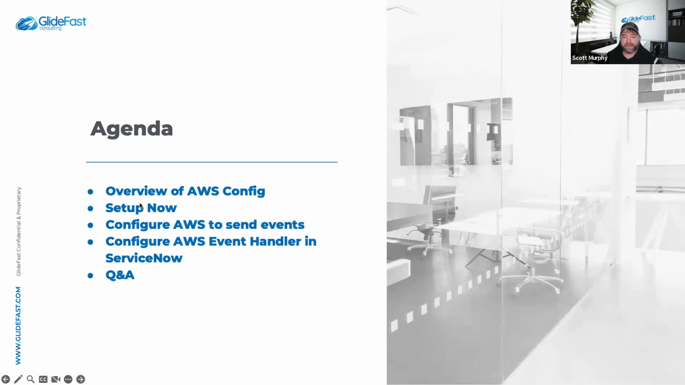First, we'll do an overview of what AWS Config is. Then we'll set up the ServiceNow piece of this, and then we'll go into AWS and configure it to send events to ServiceNow. After that, whenever I initially did this, I had to configure the AWS event handler in ServiceNow to handle the payload. I think originally when this was all built, you didn't have to touch the AWS event handler, but in my current case, I've had to do that. So I'll show how to do that, and I'll show you the error that I get before that happens. So there we go. And then after all this is done, we'll have questions.